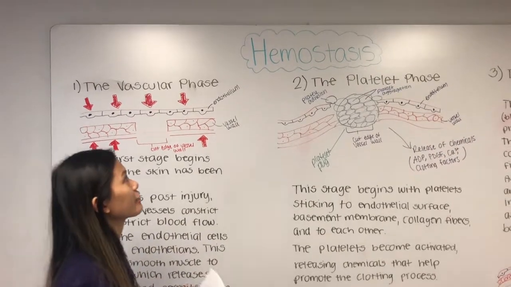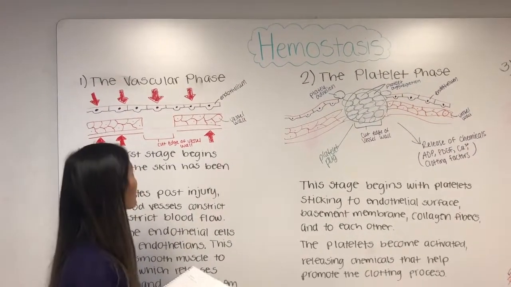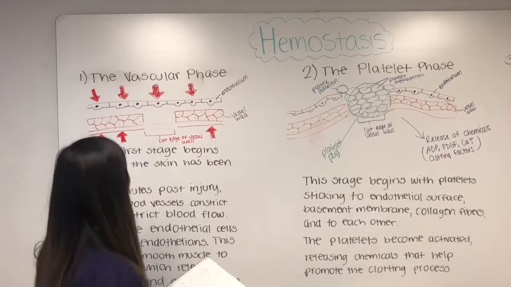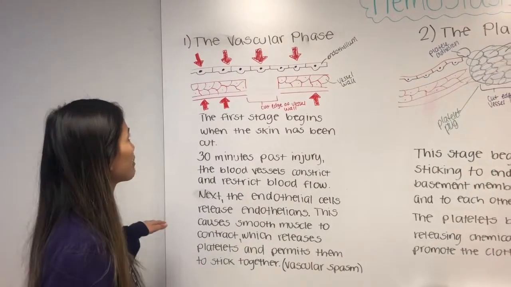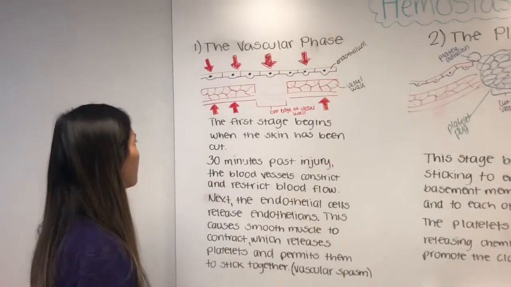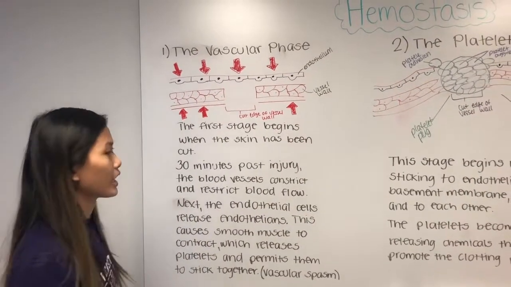So this is the process of hemostasis. It's how blood clots form when there is an injury. So the first phase is the vascular phase. It begins when the skin has been cut or injured.